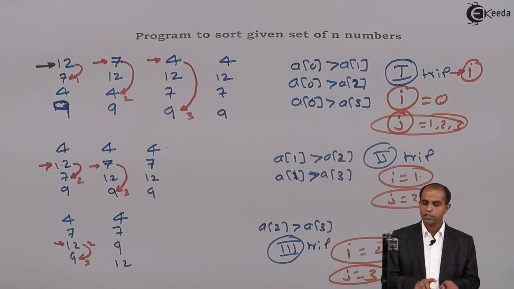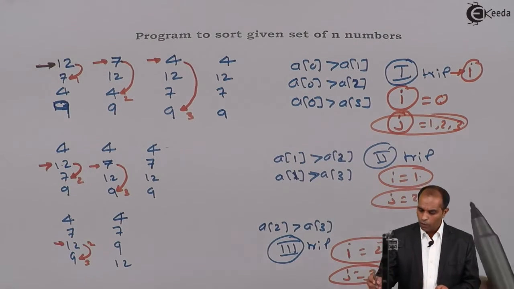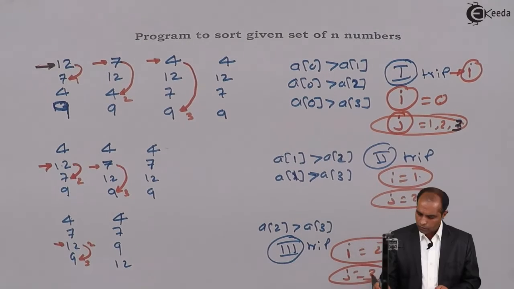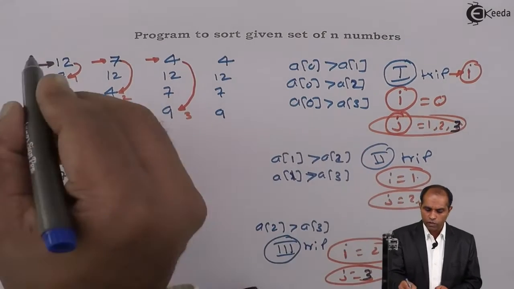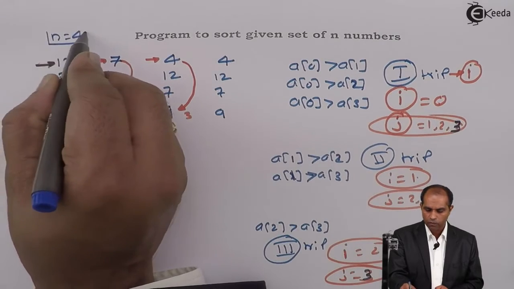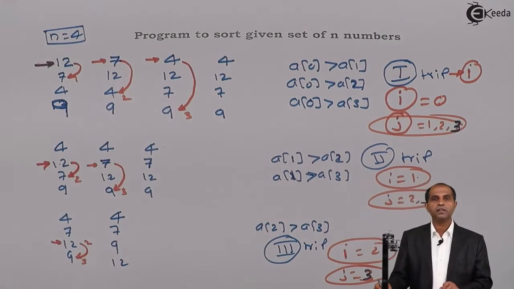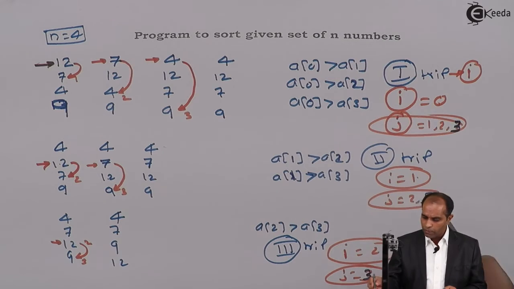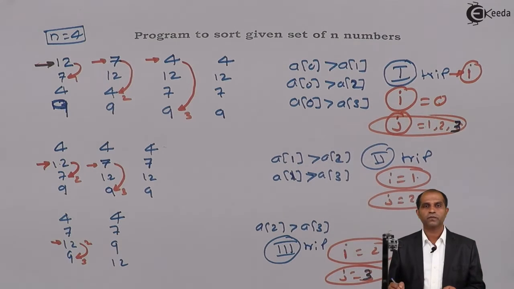Let's finalize the condition for this particular J. If you observe, the index in the last case is always 3 for J. So n is 4 in this case. So it means that J is 3, that is J equals n minus 1. So the last value of J is n minus 1, but the first value keeps on changing.